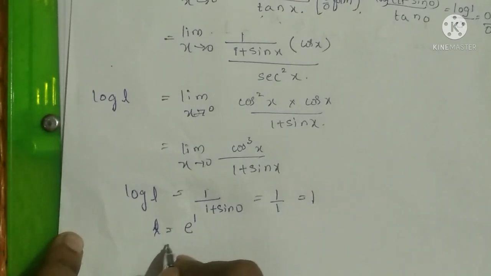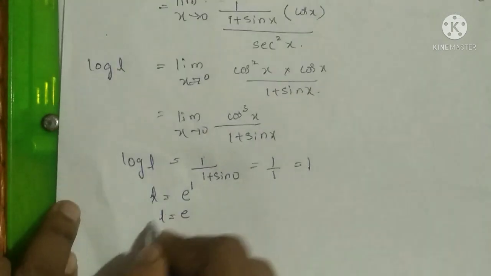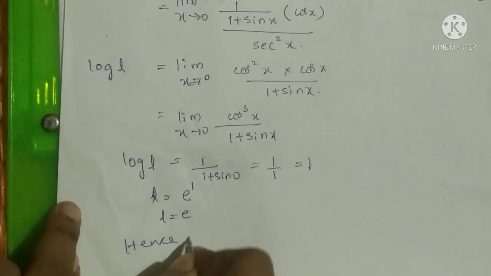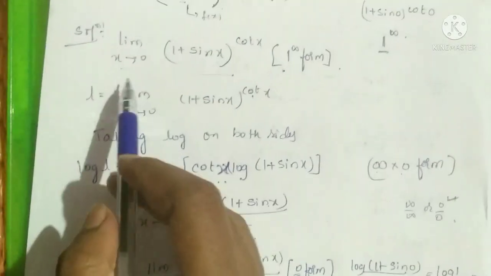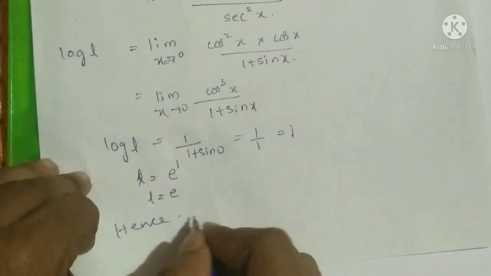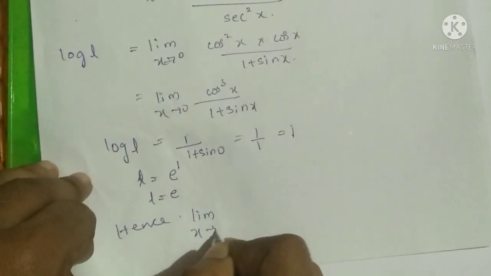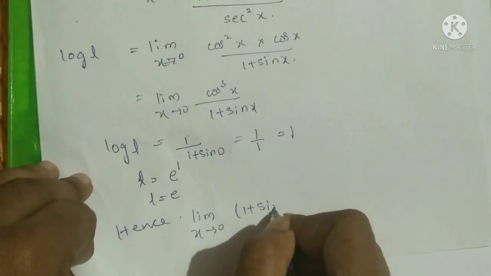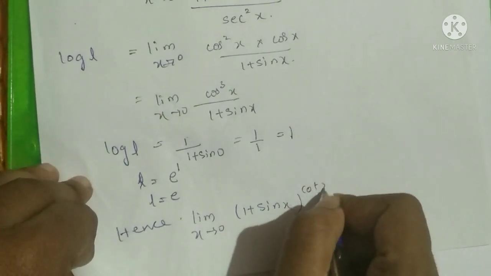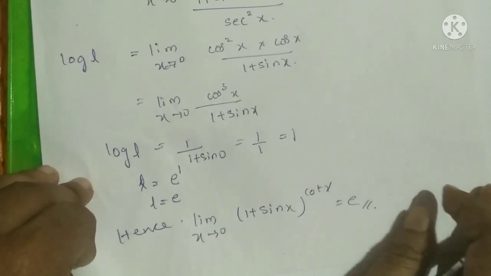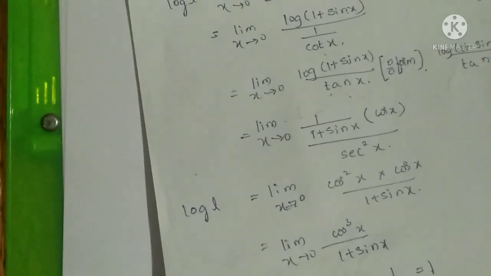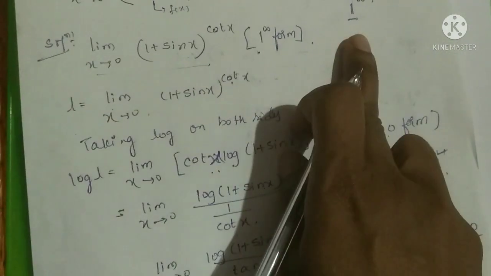So what do you have? The L value as L equals e. Hence, what we have equated L to? Hence, L is equal to limit x tends to 0, (1 plus sin x) whole to the power of cot x, which equals e. Hence, the value is e. Now we have solved the 1 to the power of infinity form.